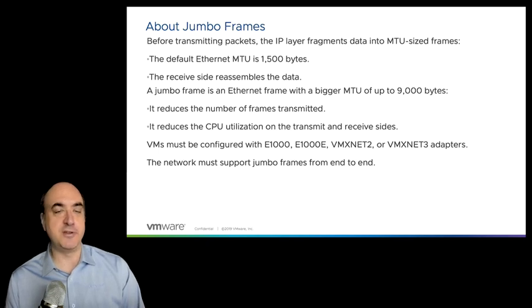Jumbo frames are also another great offloading capability, where if you've got the higher network capabilities from 10 gigabits and greater, the overhead of handling that many more Ethernet frames at 1500 bytes can be quite a CPU overhead producer in itself. So increasing your frame size to 9000 bytes reduces the number of frames to manage, reduces the CPU overhead for managing all the extra Ethernet frames.